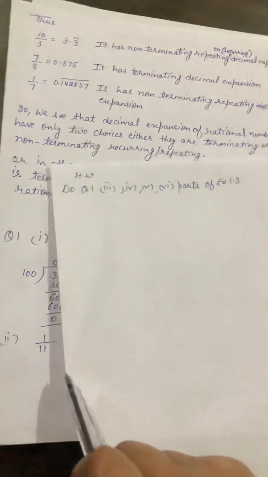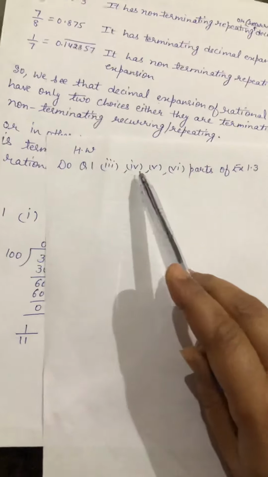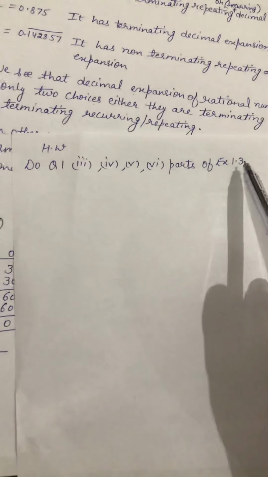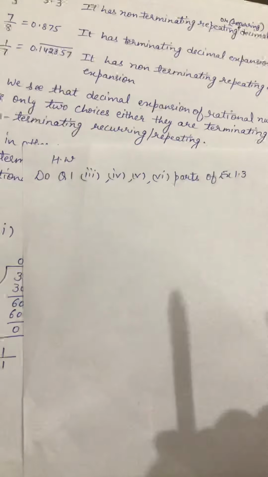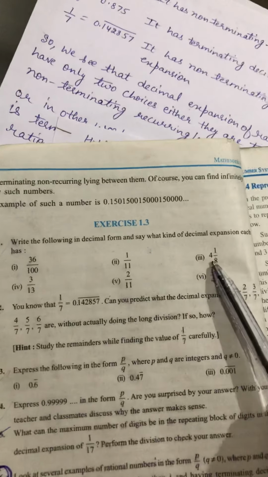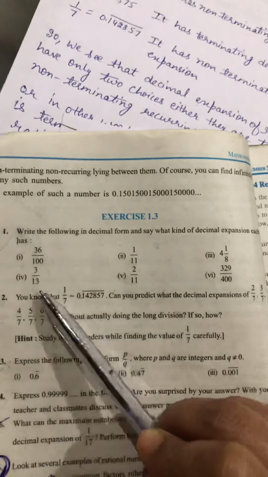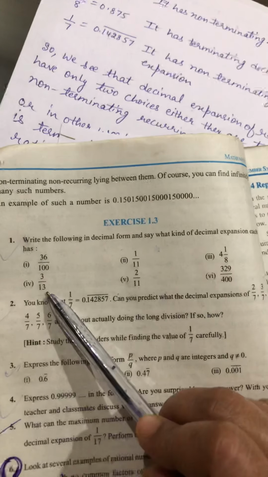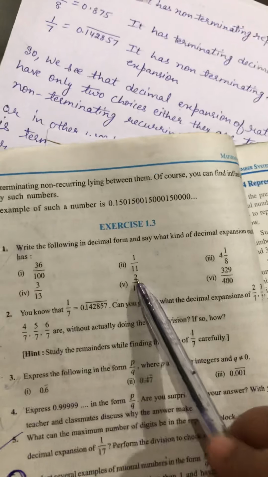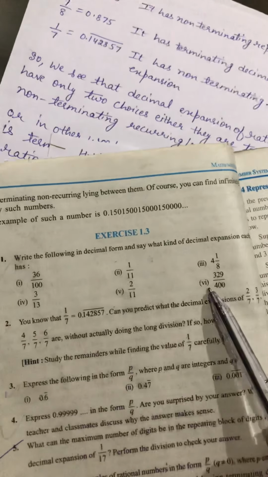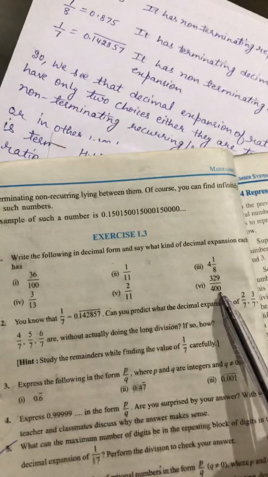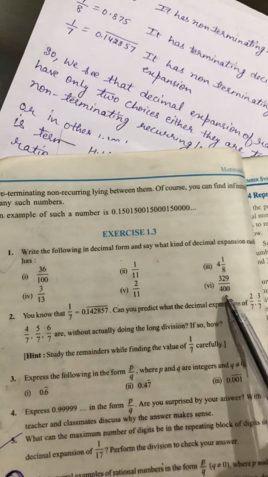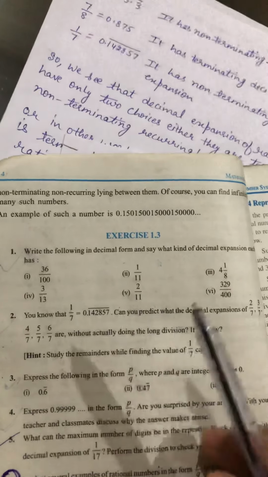Now you can easily do question number 1, the 3rd, 4th, 5th, 6th parts of exercise 1.3 yourself. You can note these parts down. Third part is 4 1 by 8. Fourth part is 3 by 13. Fifth part is 2 by 11. And sixth part is 329 by 400. I hope you will try these sums. Thank you.